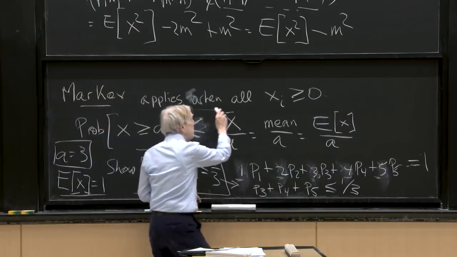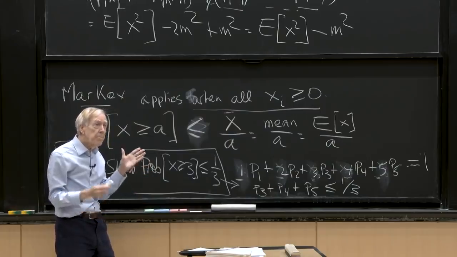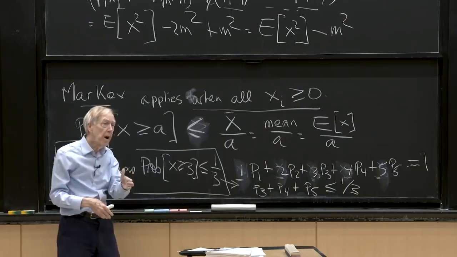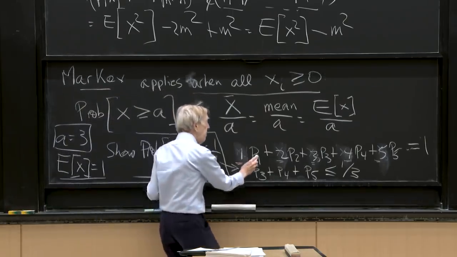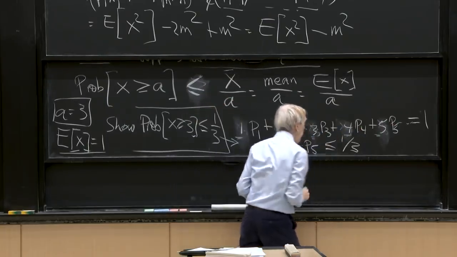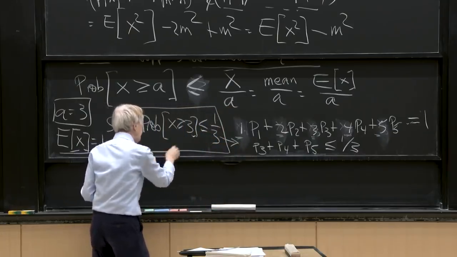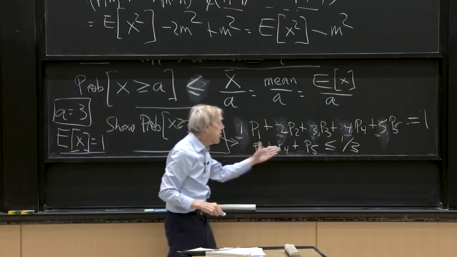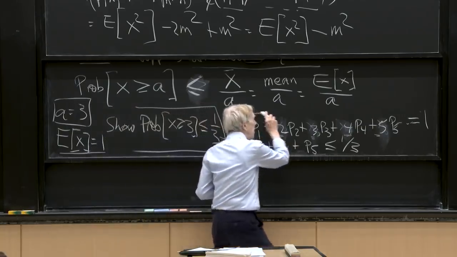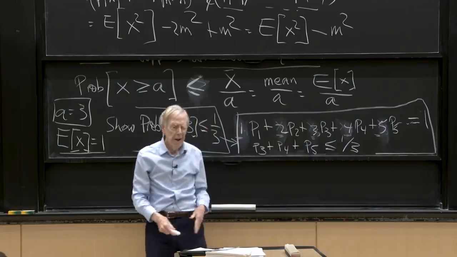Markov only applies when they're all greater or equal 0. So I'm just imagining the special case where the possible outputs are 1, 2, 3, 4, 5. Their probabilities are P1, P2, P3, P4, P5. The mean is 1. And what I want to show is that the probability of being greater than 3 is less or equal 1/3. Can you put together these two? Can you conclude, given this, that?